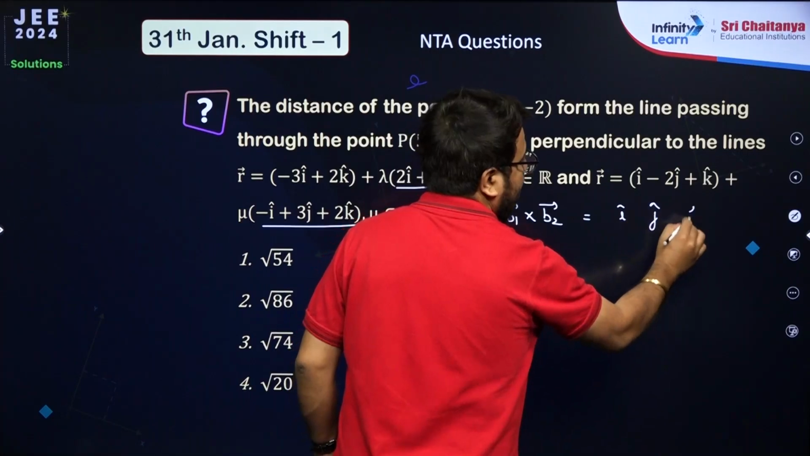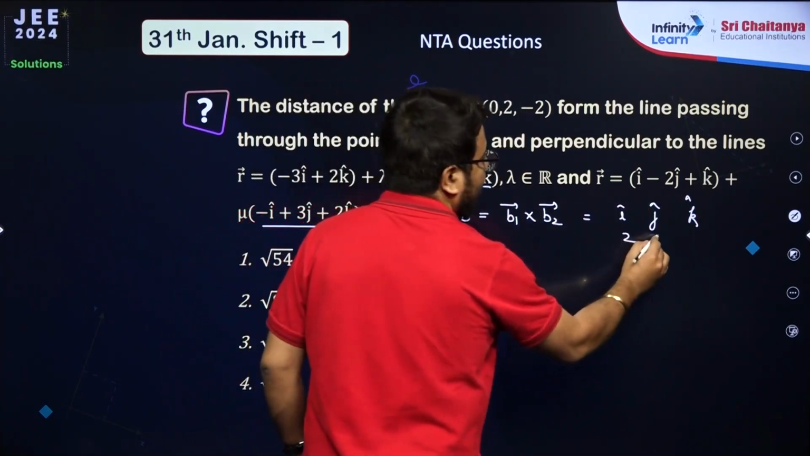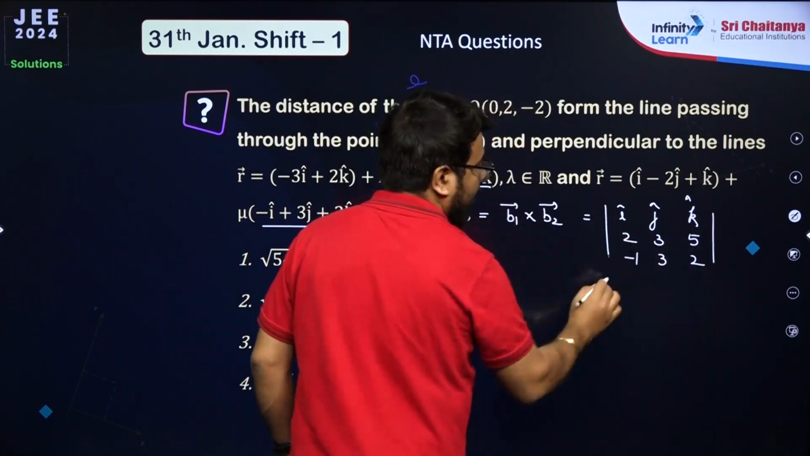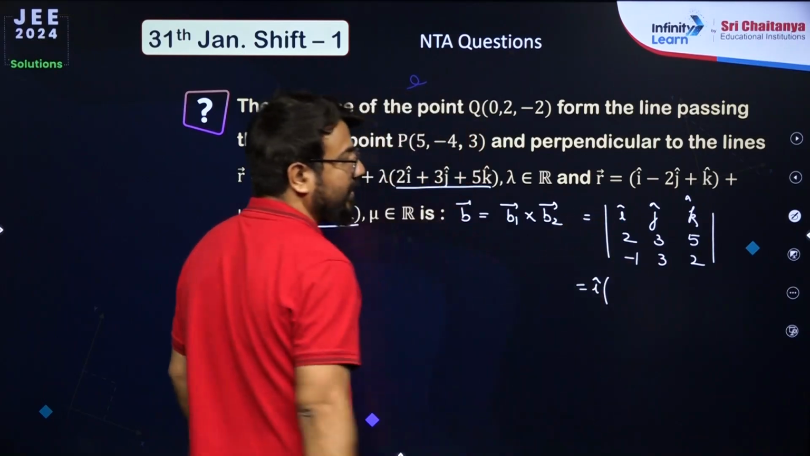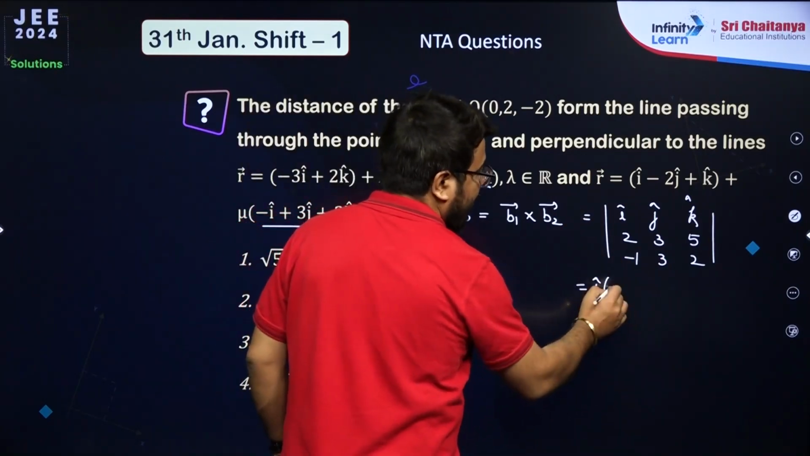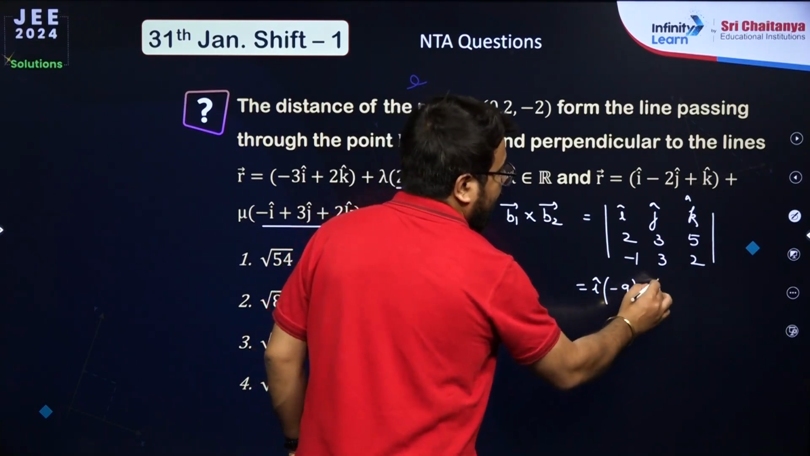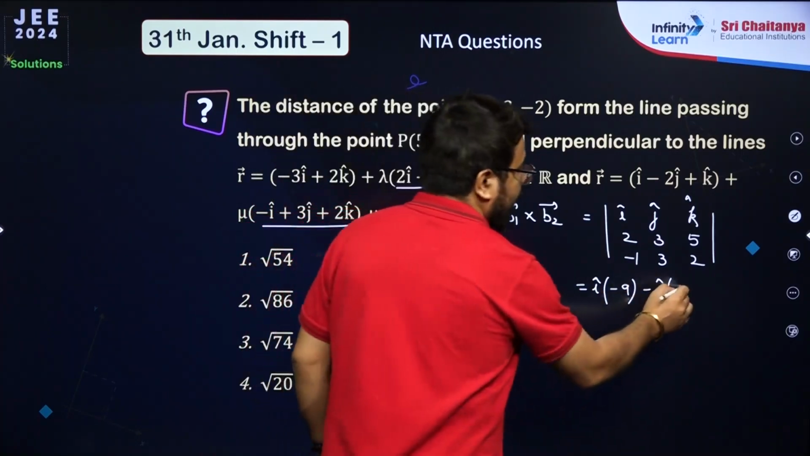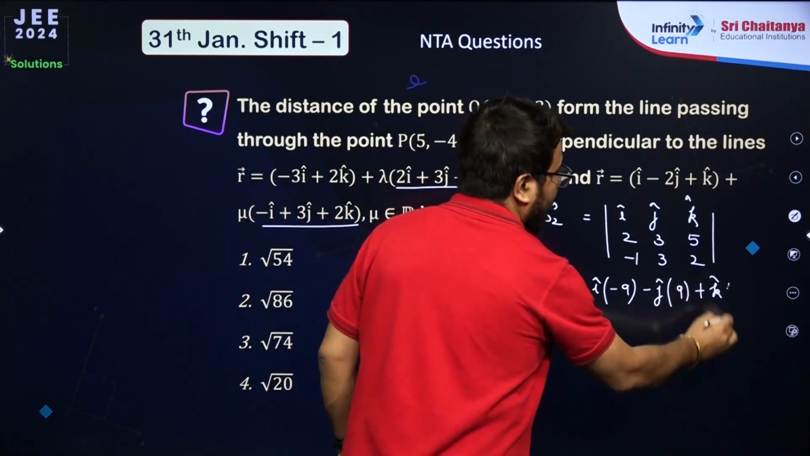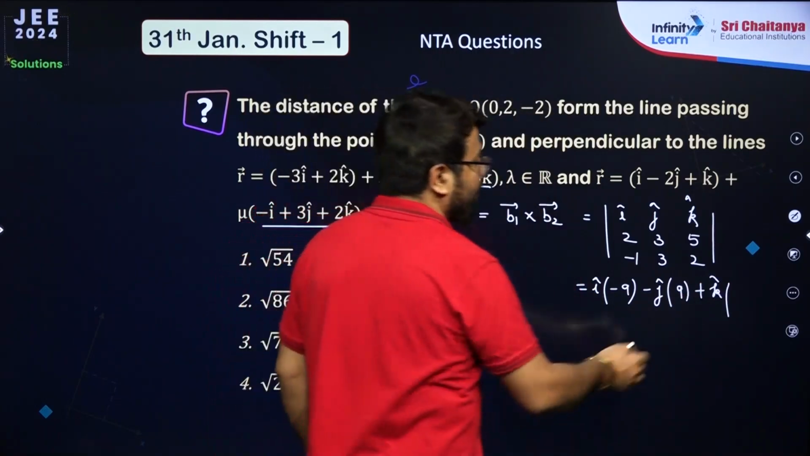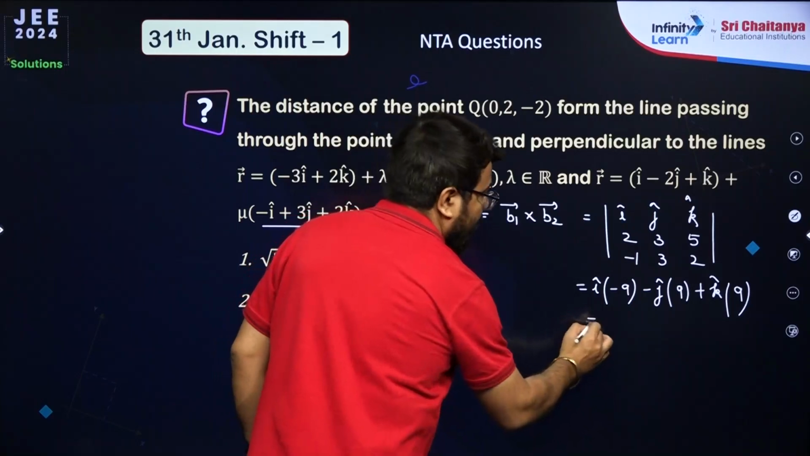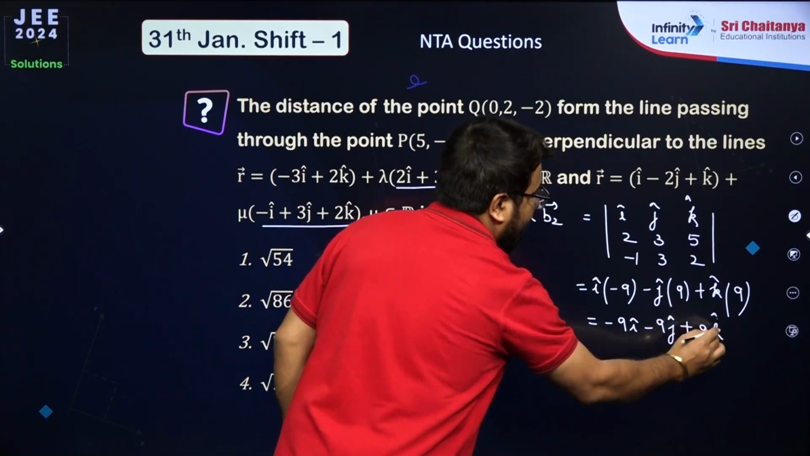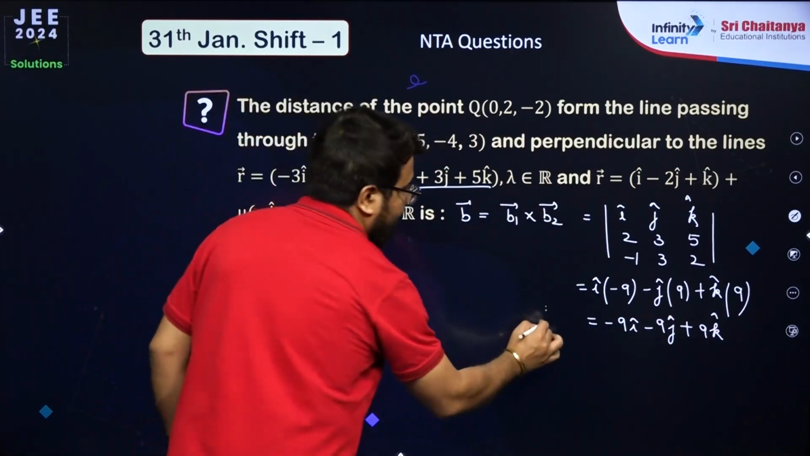So it will be i j k. Here it is 2, 3, 5. And here it is -1, 3 and 2. If I open up this determinant, it will be 6 minus 15, that is -9, minus j cap, and then 4 minus of -5, 4 plus 5, that is 9, and then k cap. Here it will be 6 minus of -3, 6 plus 3, that is 9. So -9 i cap minus 9 j cap plus 9 k cap. This is the value for B vector.